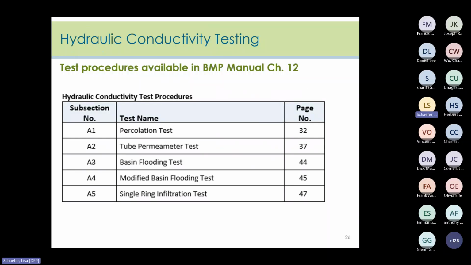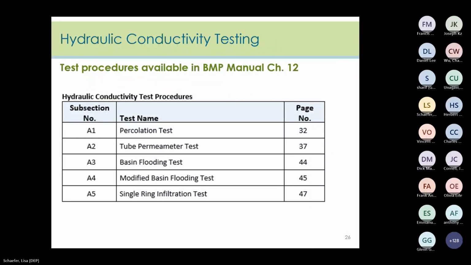So the test procedures and conversion equations for the tests shown here are available in Chapter 12. And there are also worksheets for some of these, okay? You can see everything here in subsection A1 for perk tests, A2 for permeameter tests, then there's the basin flooding test, the modified basin flooding test, and the single ring infiltration test, each of which begin on the pages shown here.